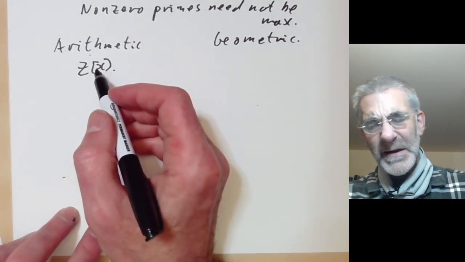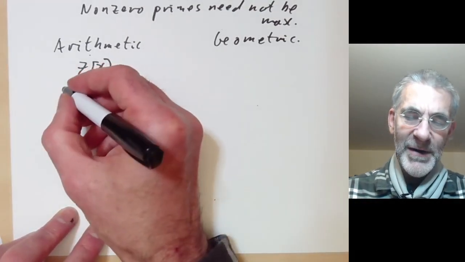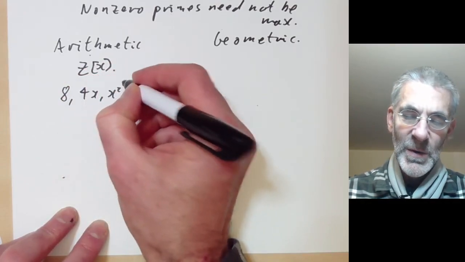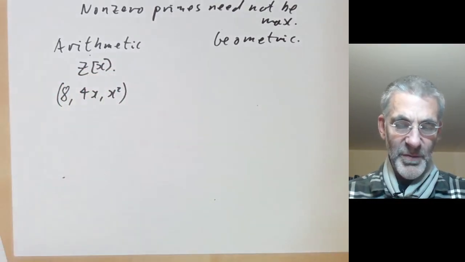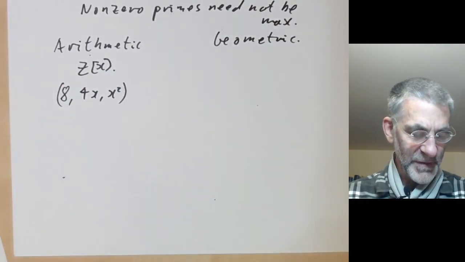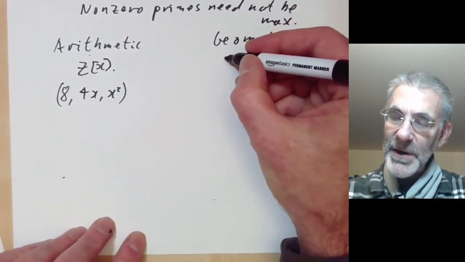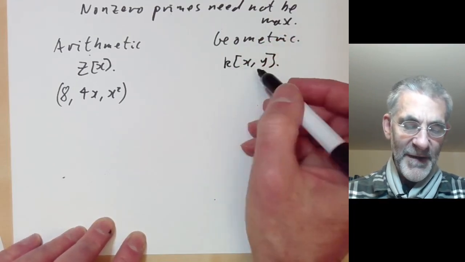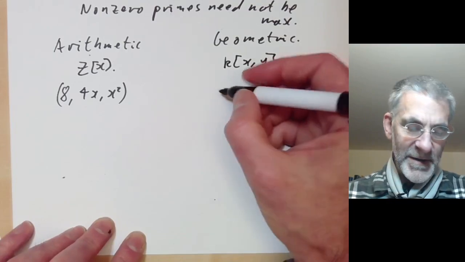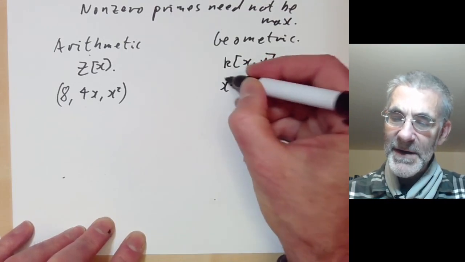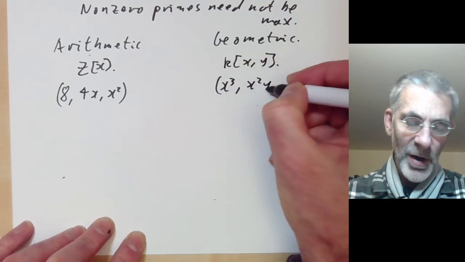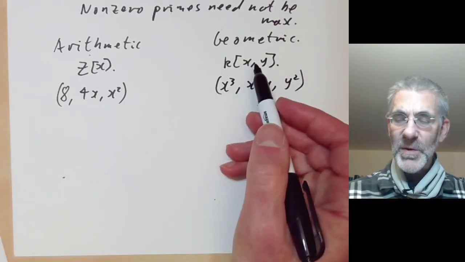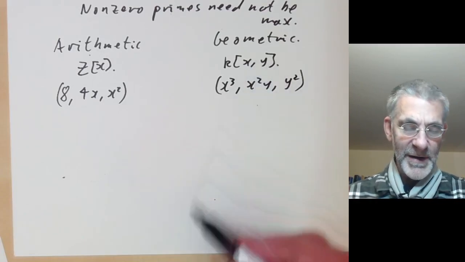And you notice the ideals of this can be really quite hairy. For example, we can have various sorts of ideals like (8, 4x, x squared), and some sort of primary ideal, but it's not a product of prime ideals. And similarly, we could just take a ring of polynomials in two variables corresponding to the affine plane. And again, the ideals are complicated. For example, we can have ideals that look like (x cubed, x squared y, y squared), and you can't write all ideals as a product of prime ideals.